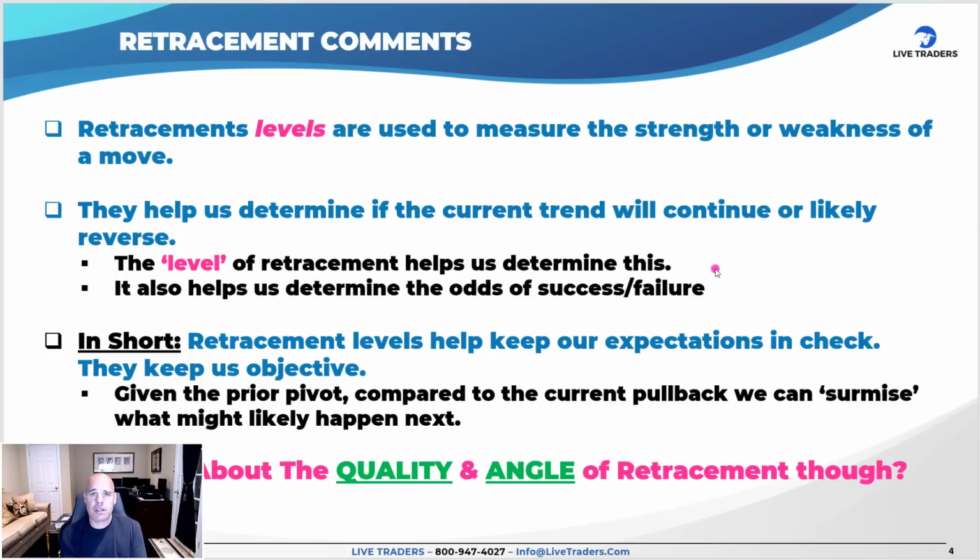We'll bounce. Of course, we'll bounce a little bit. But I don't want to bounce a little. I want to bounce a lot, right? That's how you make more money. So, bigger the depth of retracement, less chance we put in a new high. Okay, pretty simple concept, right? Now, in short, retracement levels help keep our expectations in check. They keep us objective. Given the prior pivot compared to the current pullback, we can surmise what might likely happen next. So, for example, 100% retracement, I'm not expecting it to put in a new high.